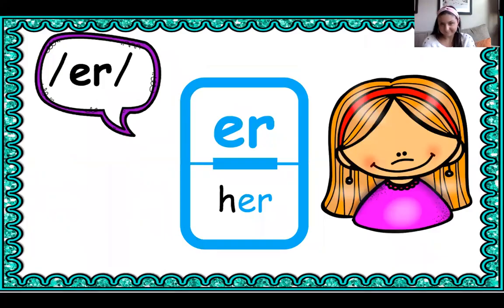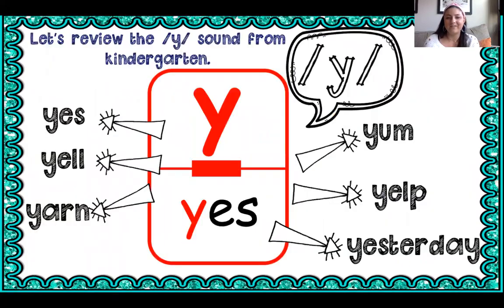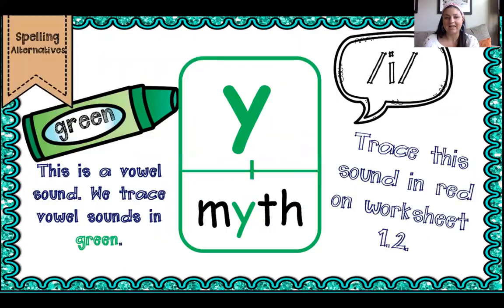All right. Here we have bossy R. We've sometimes heard it said for the sound, her. Now, let's review the Y sound from kindergarten. Y, yes, yell, yarn, yum, yelp, yesterday. Then we've also learned that my letter Y can also say the I sound, like in the word myth, or gym, or system.